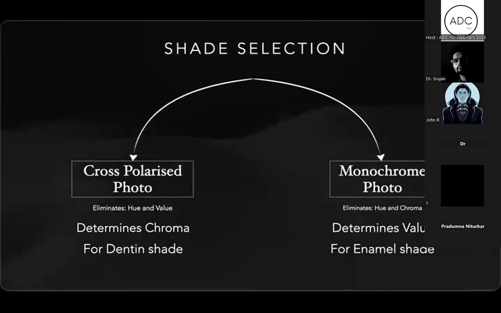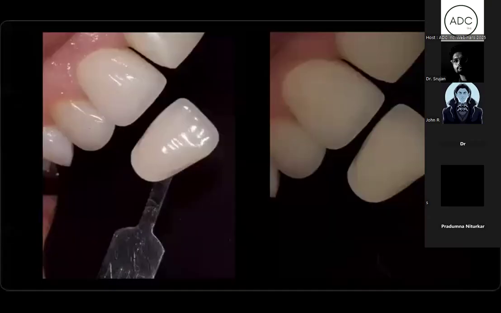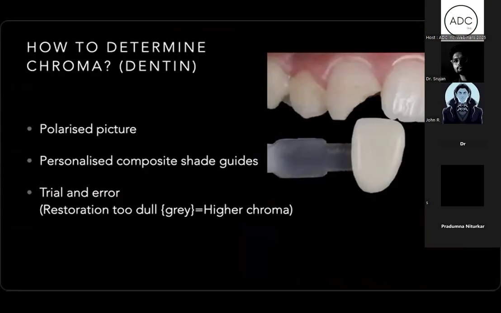How do we select chroma? By taking a cross-polarized photo. Look at this picture over here. What is happening? The picture on the left is a regular picture, and the picture on the right is basically the same picture converted into a cross-polarized photo. You see the bright spots over here, over here, everything is gone. It's all uniform now. That's the chroma, so you're focusing on the chroma. Does the chroma match? Yes, it does. Okay, moving on. So you need to take a cross-polarized picture.